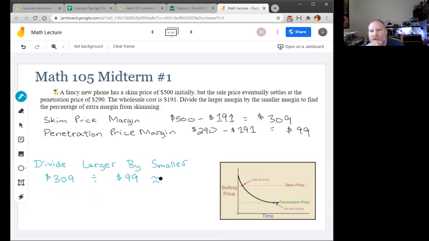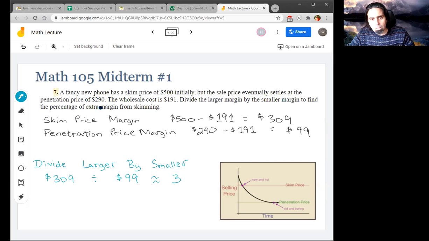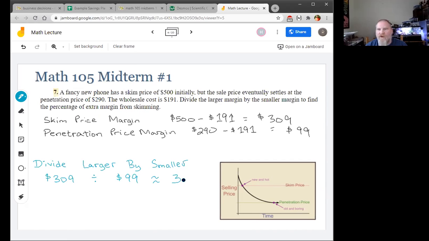If the penetration price margin was higher than the skim price, would it still be larger by smaller? Not if you want the extra margin from skimming, but there wouldn't be any extra margin from skimming. So it would be a negative margin, right? Right.